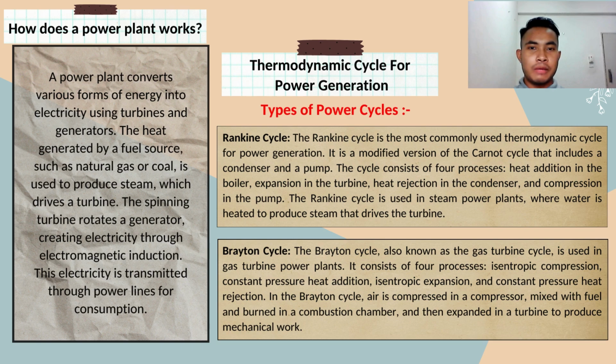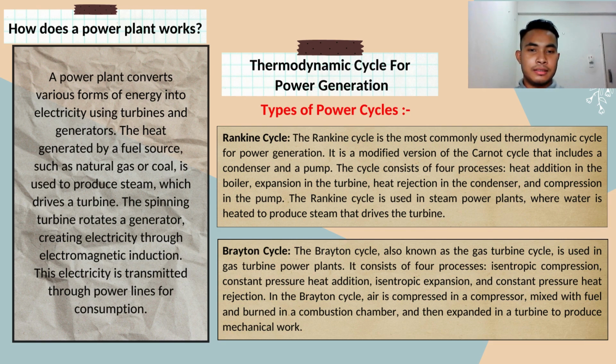Next is the thermodynamic cycle for power generation. There are two types of power cycle. First of all, the Rankine cycle. The Rankine cycle is the most commonly used thermodynamic cycle for power generation. It is a modified version of the Carnot cycle that includes a condenser and a pump. Next is the Brayton cycle. The Brayton cycle is also known as the gas turbine cycle. It's used in gas turbine power plants.